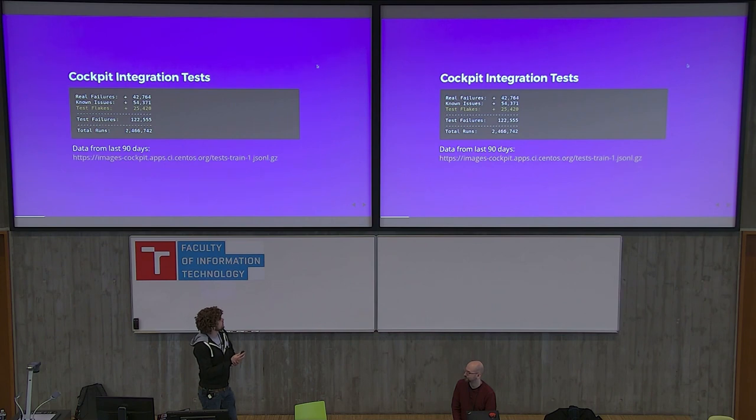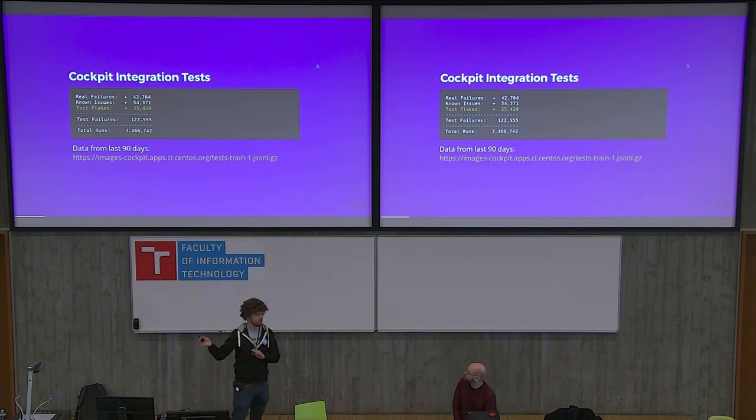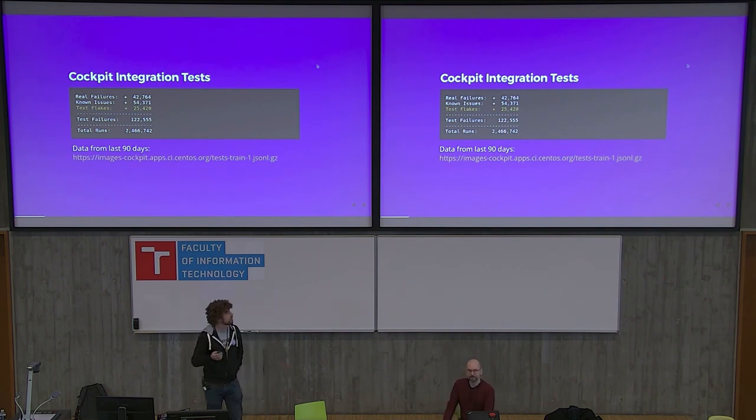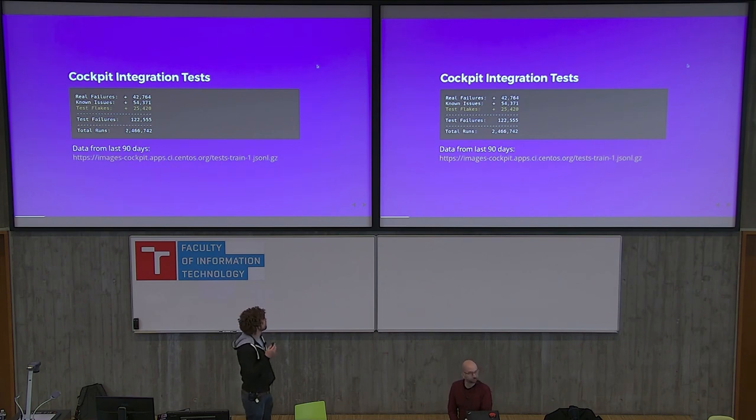As you can see, when we look at this data, we have 122,000 failures. And we track known issues, so bugs in other people's code. Everyone's code is shit, except for your own, right? And that accounts for 54,000. And then when we look at the actual data, I'll show you how we do this, we find out that of the remaining failures, there are 25,000 test flakes, which is a lot.